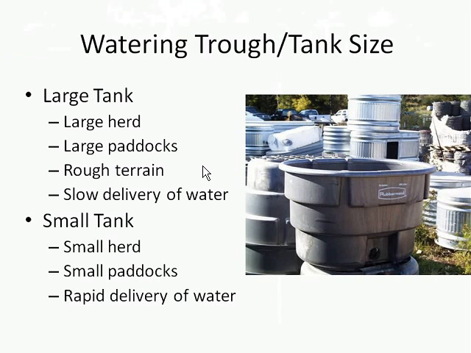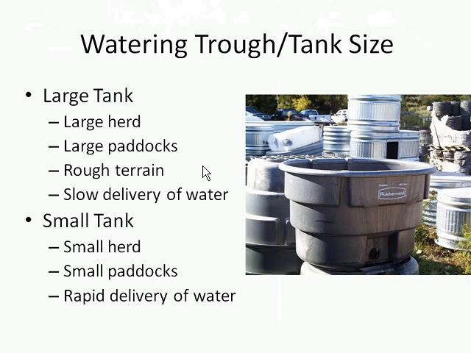Large paddocks, sometimes rough terrain, or a slow delivery of water. Say you have a well that's got a limited amount of capacity, you will want to fill up a trough over time because cows don't all drink all at once. They may come and you'll have drinking events, and you want to have enough water for that drinking event. Your water source may not have a rapid enough delivery to meet the cows' demand during a drinking event, so you'll have to have enough storage in your tank for when they're there.